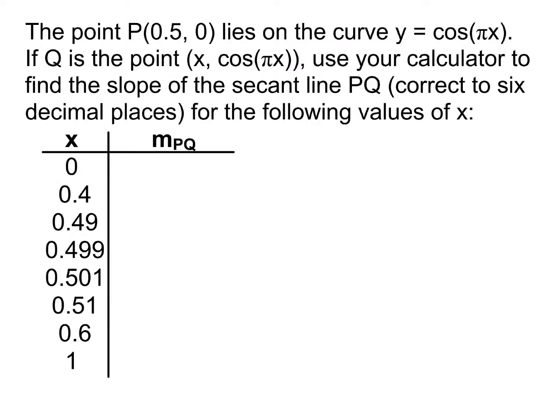In the last problem, I gave you the table of values, and I gave you that data. In this problem, I'm giving you the equation again. We're going to be dealing with the equation cosine of pi x. And we are going to find the slope of the secant line through P and Q for all of those different x values.